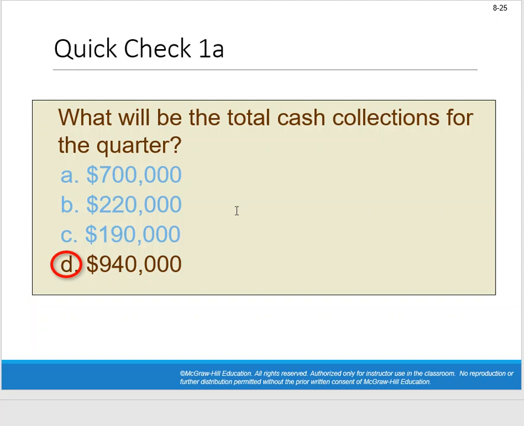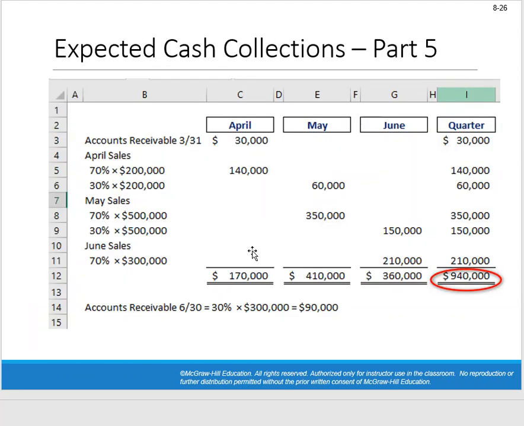So the total for the quarter is going to be $940,000, and here's how. So we already knew $170,000 from April, $410,000 from May, and then in June we knew we were going to collect 30% times $500,000, which is $150,000 of the May sales, and then we'll collect 70% of June, which is $300,000 times 70%, so $210,000. So in June, our total is $360,000. And then we add all of that up. So for the quarter, $940,000.